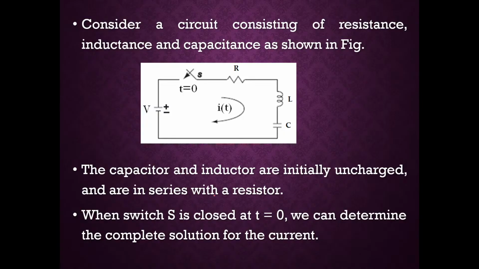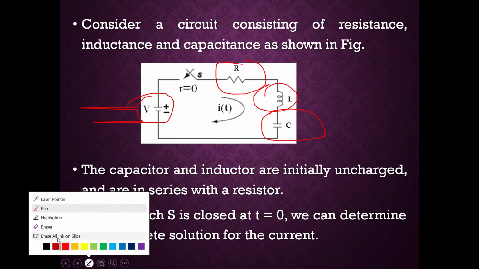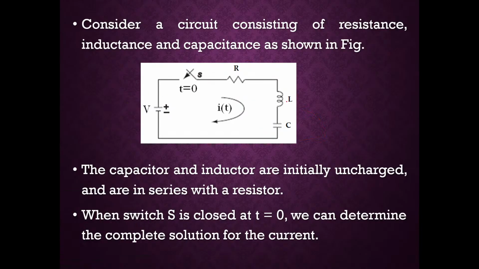Now let us consider the RLC circuit. Here you can see resistor, inductor and capacitor are connected in series, and a DC supply of V volts is given to the circuit. There is a switch in between, and when this supply is given to the RLC circuit, the response is I of t.